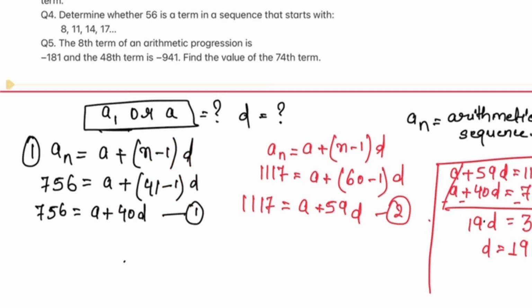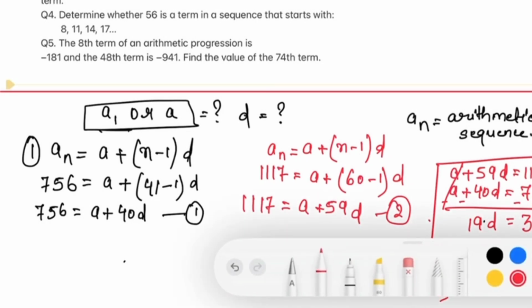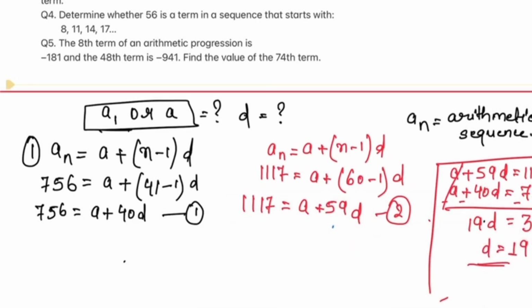Now we got the common difference. This is what the question was asking for, and we also have to find the first term. After we got the common difference, we can figure out the first term. How? Let's take any one of the equations. So let's take the first one: A plus 40D equals 756. So A plus 40 times 19 equals 756.